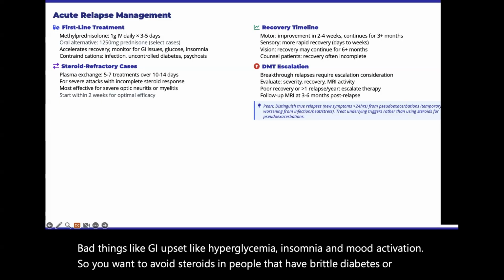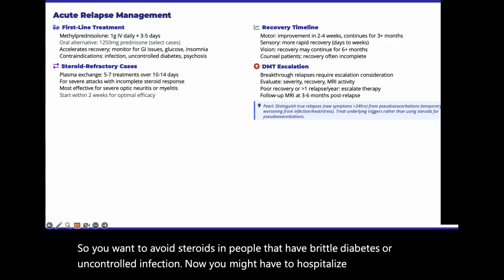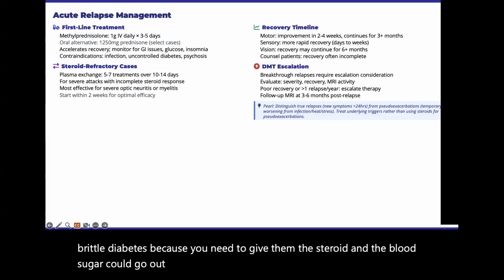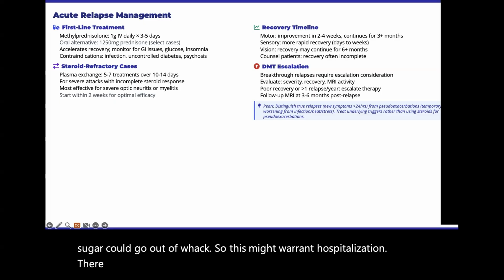Now, you might have to hospitalize them if they're brittle diabetics, because you need to give them the steroid and the blood sugar could go out of whack. So this might warrant hospitalization. There are some steroid refractory cases. Those are the ones that get plasma exchange.